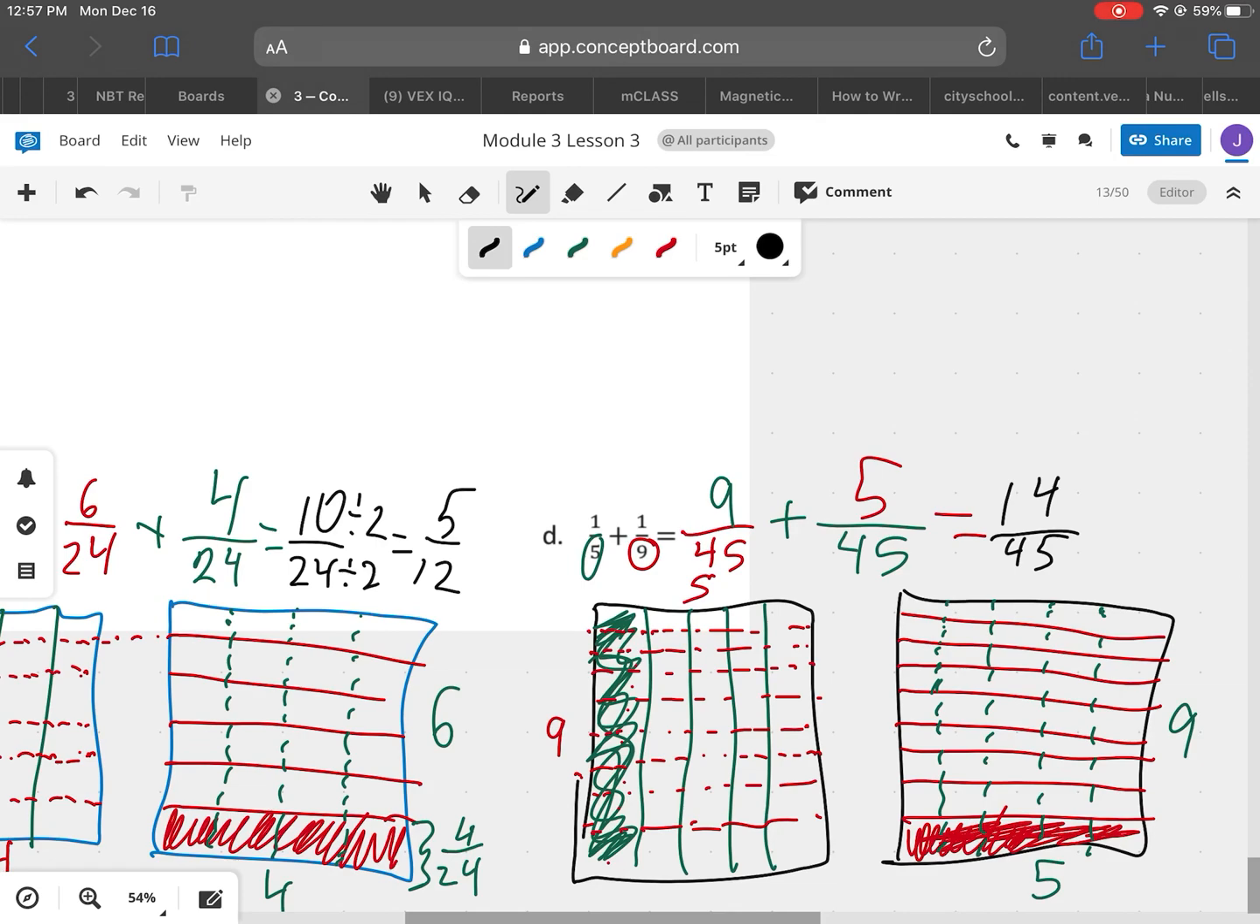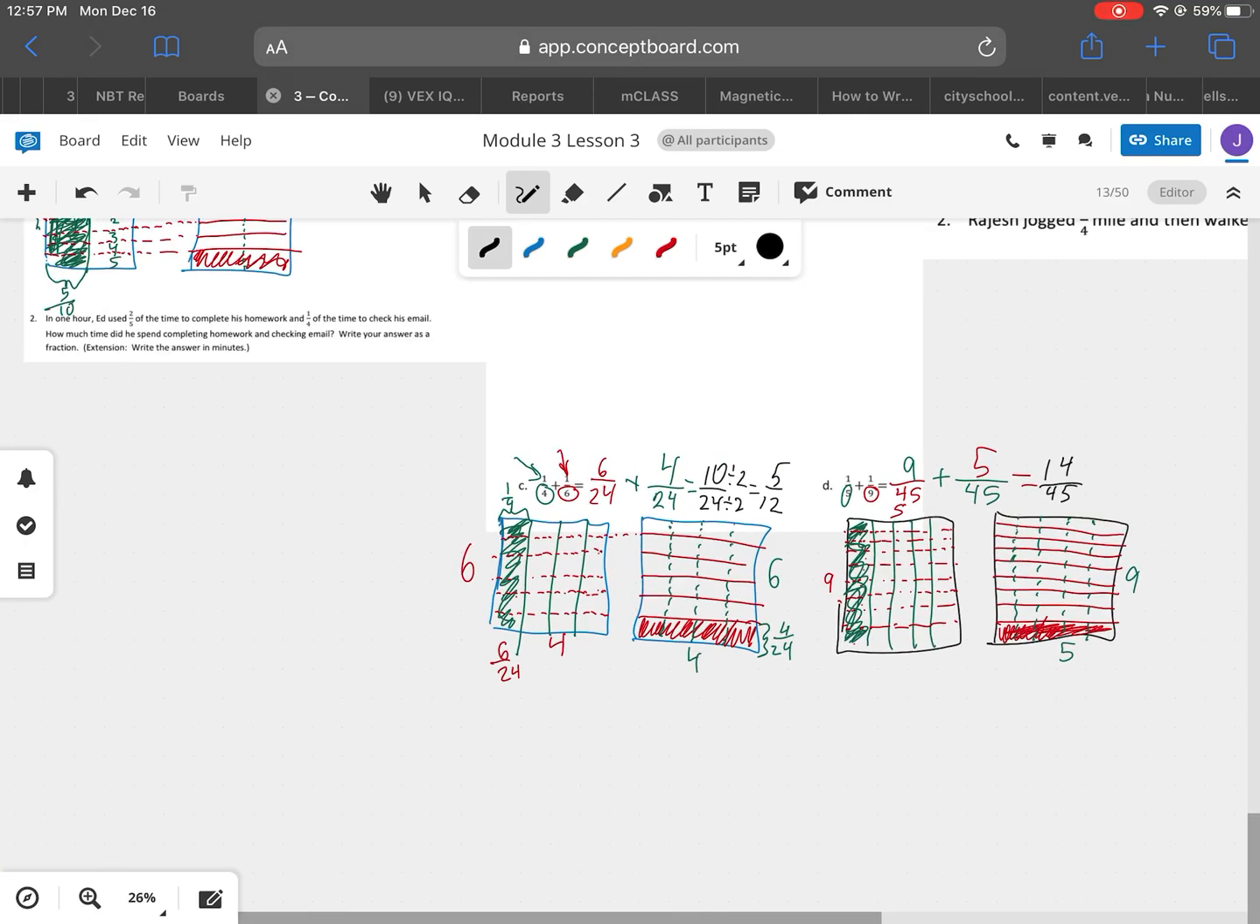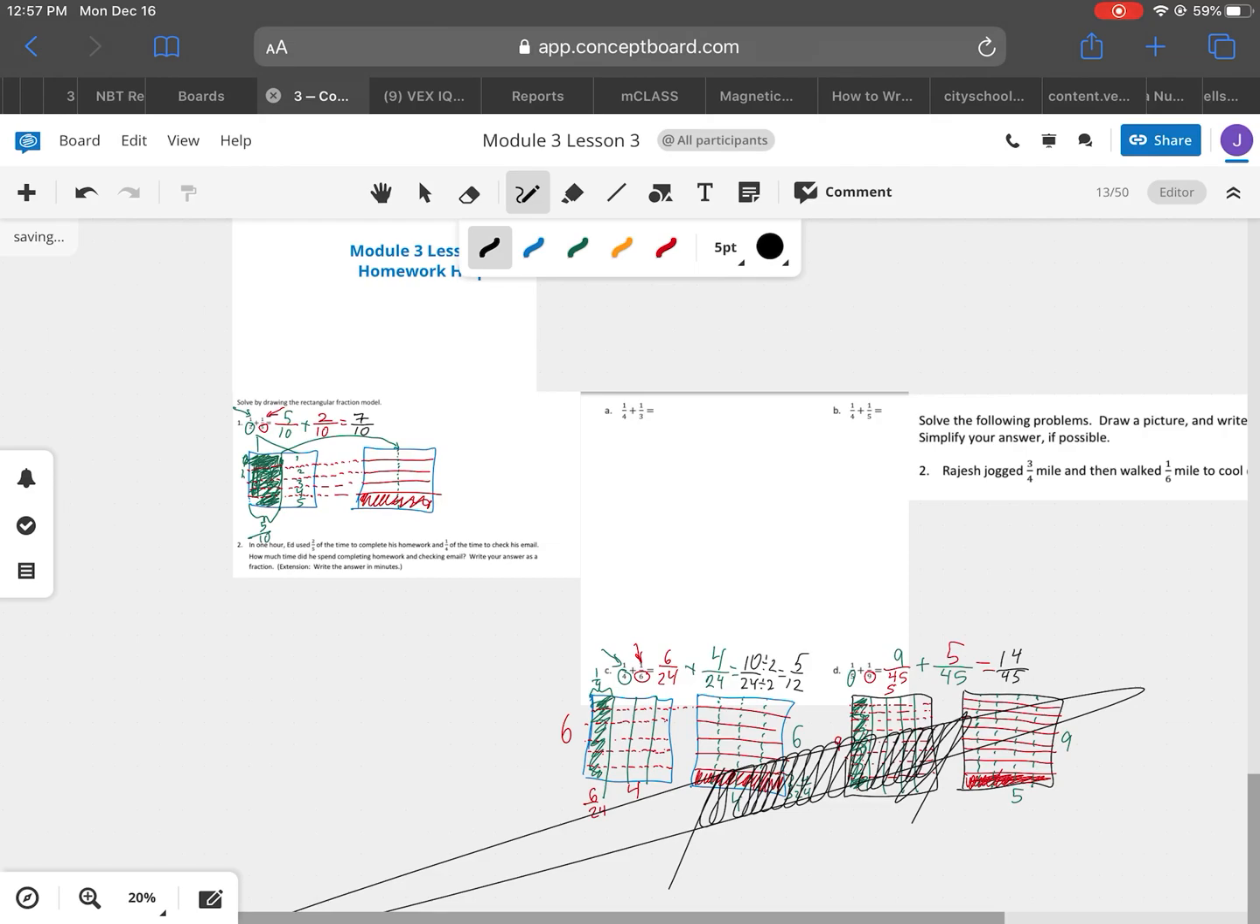Now, can I simplify this? Nope. Divide by 7? Nope. Divide by 2? Nope. By 1? Of course. 14? Nope. Okay, but it was close. All right.